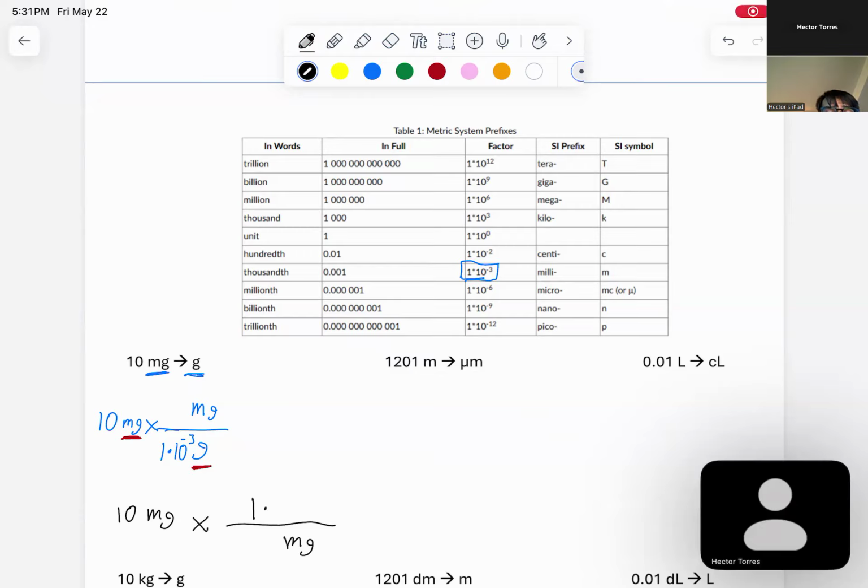And on top, we want whatever we want to end with, grams, okay? Because this is here, they're going to cancel out, and our final unit is going to be this, okay? And then we just multiply those values, so we know the 10 times 10 to the negative 3 is going to equal 0.01. Okay, and if you're not sure, always put it in your calculator, or you can move your decimal point by point, okay, whichever way works best for you.